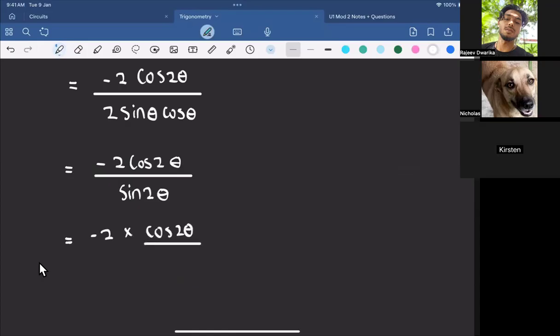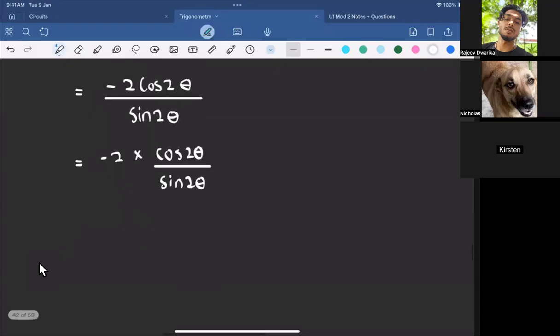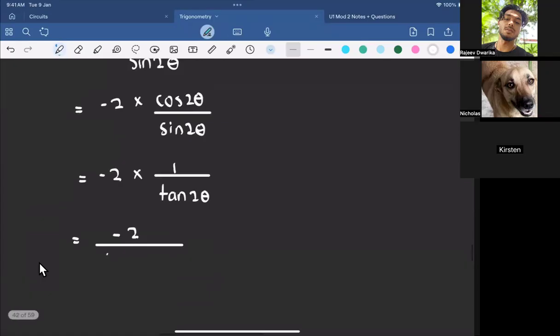And what do we know cos 2 theta over sine 2 theta is again? Not just tan 2 theta, 1 over tan 2 theta. And then the minus 2 multiplied by the numerator. Right, and you get your answer. Definitely a tough question. Probably the hardest question I'll ever see on this.